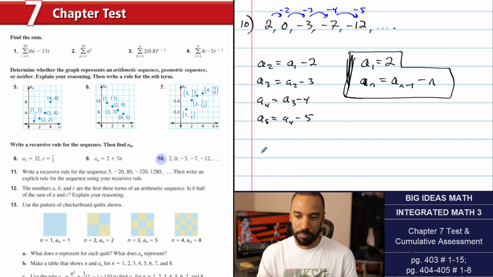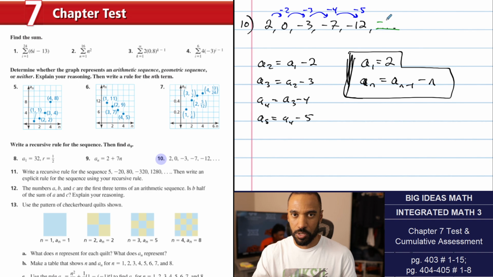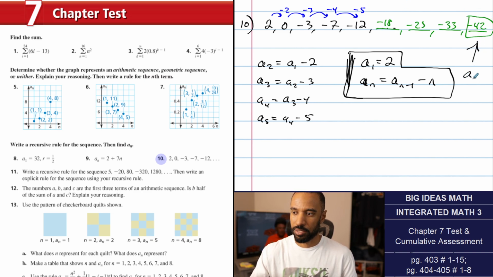So the ninth term, we have the first 5 terms. The sixth term is minus 6, which is negative 18. The seventh term is minus 7, which is negative 25. The eighth term is minus 8, which is negative 33. The ninth term is minus 9, which is negative 42. Here is our A sub 9.